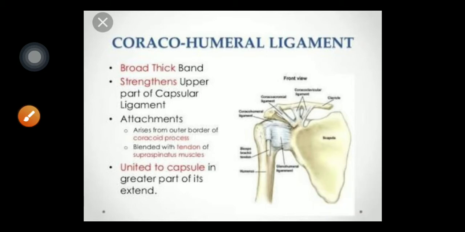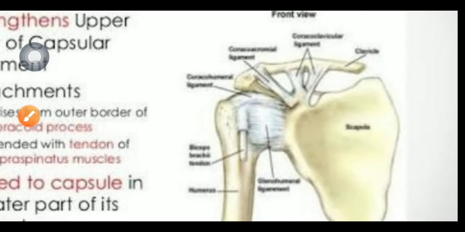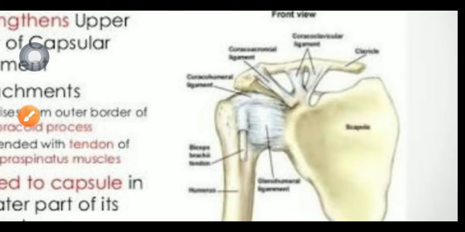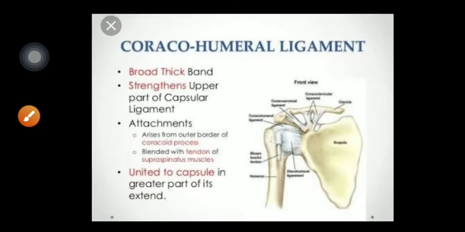So from the base, in detail, that is from the base of the coracoid process to the anterior aspect of the greater tubercle of the humerus. You can see this, it's not that clear, but this is actually the coracohumeral ligament. So this is the coracoid process, from the base of the coracoid process to the greater tubercle of the humerus. So that is the coracohumeral ligament.